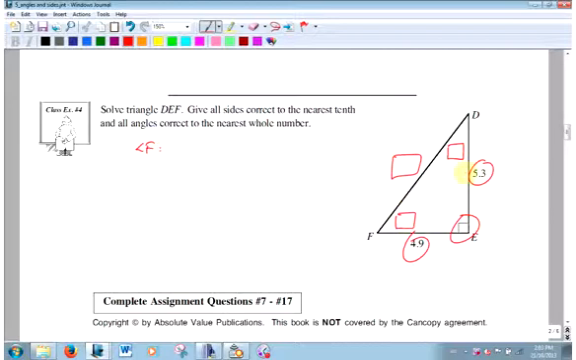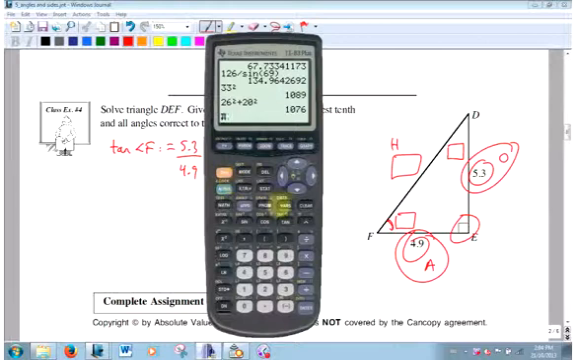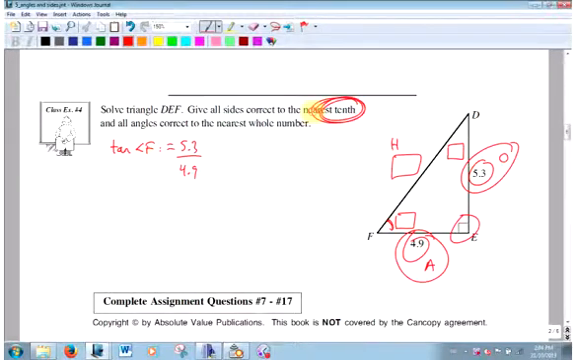Angle F. What's the only ratio I can use here? This is hypotenuse. For F, that's the opposite. So that's the adjacent. Which one has O and A? So the tan of angle F is 5.3 over 4.9. Inverse tangent of 5.3 divided by 4.9. Bracket. Oh, I got 2 divides in there. Is that going to work? 47.2 degrees.